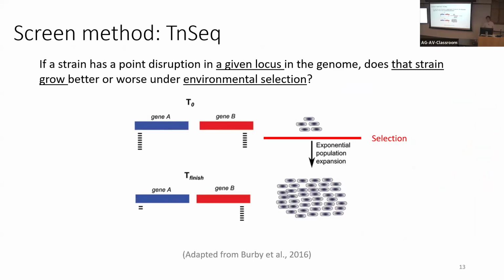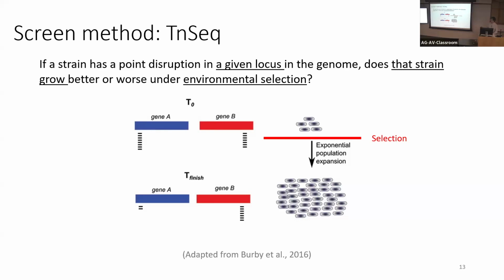Well, TN-seq in its essentiality is asking the same question over and over again across the genome. That is, if a strain has a point mutation, in this case introduced by transposon insertion, in a given locus in the genome, does that strain grow better or worse under any type of environmental selection you impose, or not impose? So you can imagine that we have two strains here, each represented here.